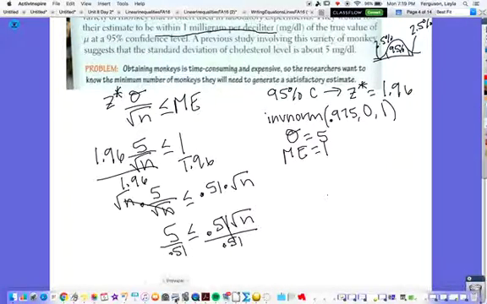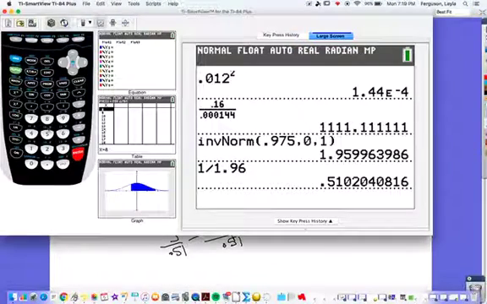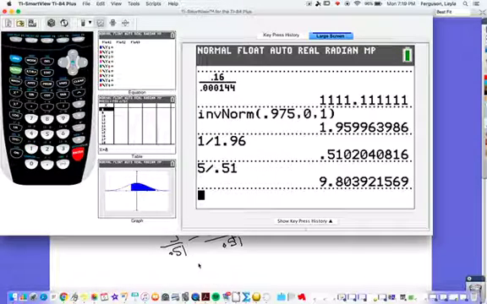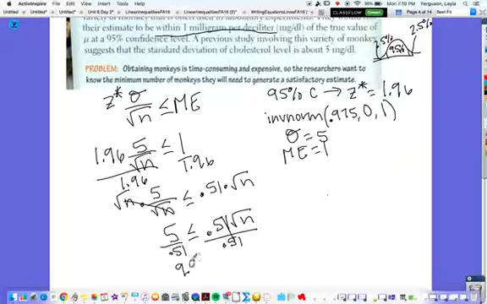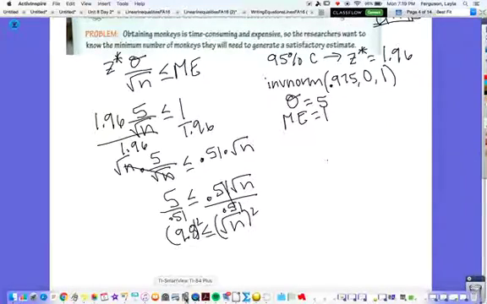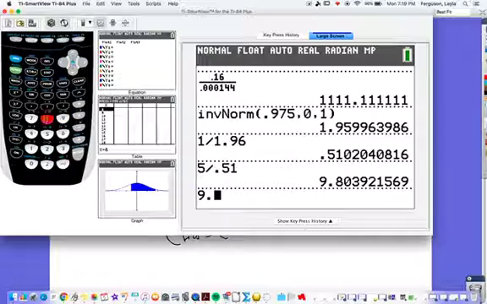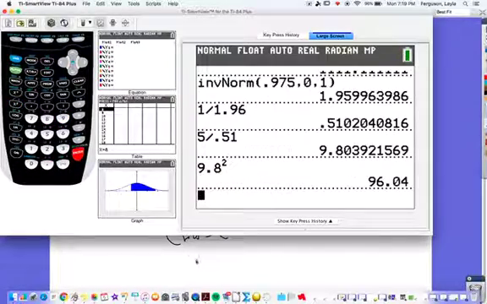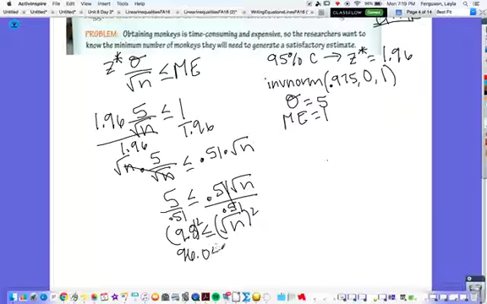That cancels. Then I would do 5 divided by 0.51, and I would get 9.80 less than or equal to the square root of n. I'm going to square both sides so that I can get rid of my square root. So then I'm going to say 9.8 squared, which gives me 96.04 less than or equal to n.